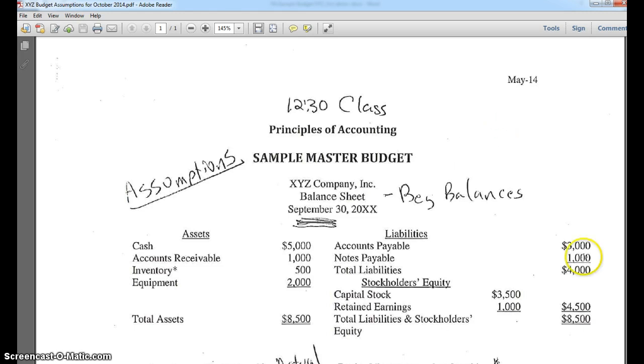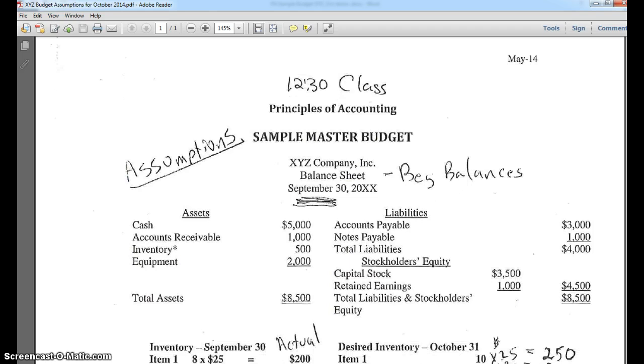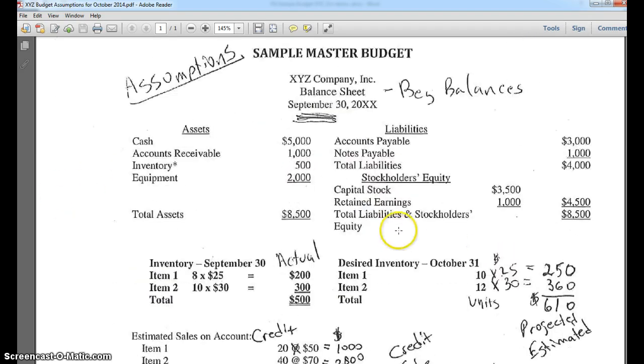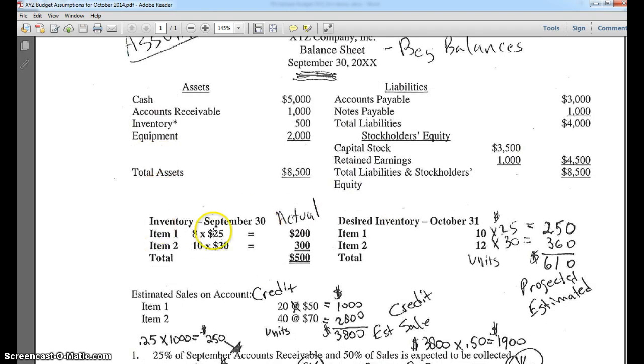This was a sheet that we did in class, and I kind of walked through some of the stuff for the students. So these are our assumptions, and right here, the September 30th is the beginning balances. This is your inventory actual for September, the $500. You can see here I took the units for item 1 and item 2, multiplied them times the cost to come up with a projected $610 ending inventory dollar amount. Okay, and that number will be the number on the balance sheet that you're going to create.